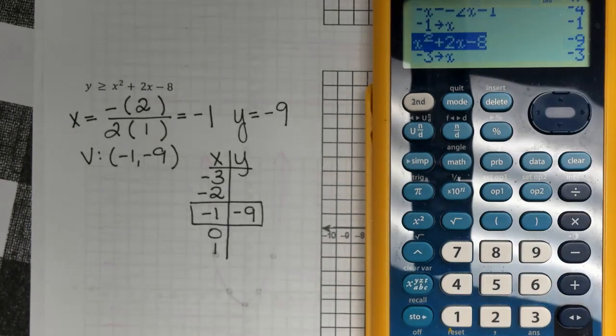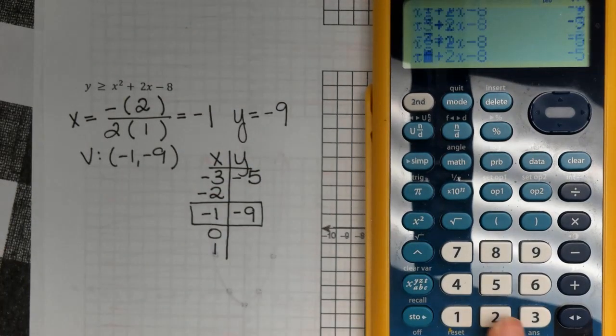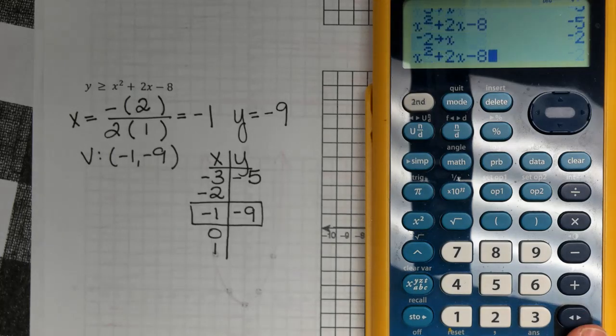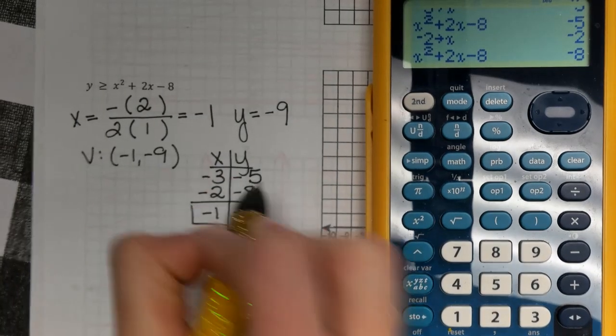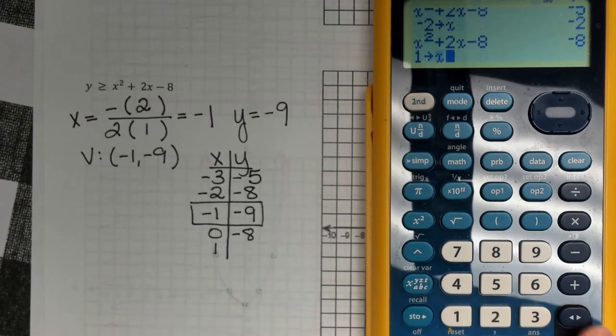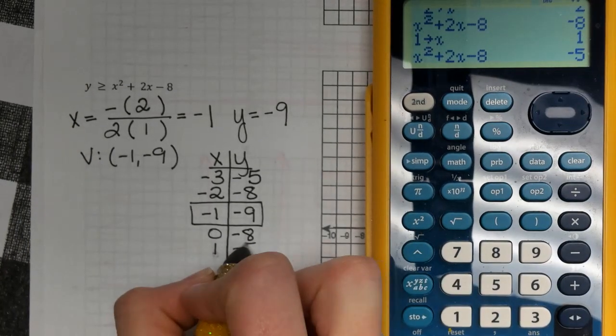So when you store your negative 3 for x, you get negative 5. Negative 2 store for x, negative 8. 0 will give you negative 8. 1 store for x should give you negative 5.